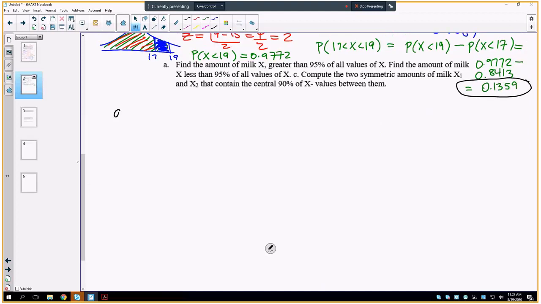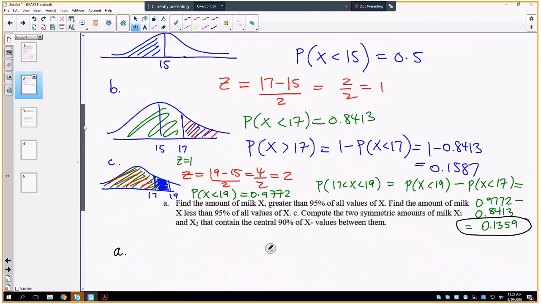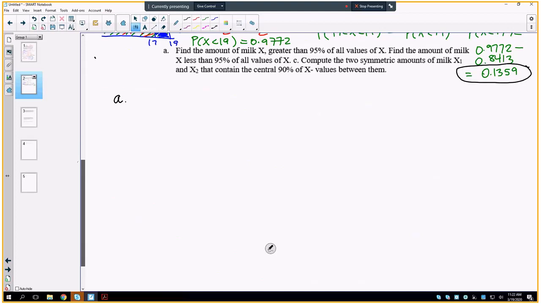A. So we're still using the information from up here. We know that our mean is 15 ounces. Our standard deviation is 2. So mean is 15 ounces. Standard deviation is 2. Let's take a look at what it's asking us. In terms of our picture, here's my curve.